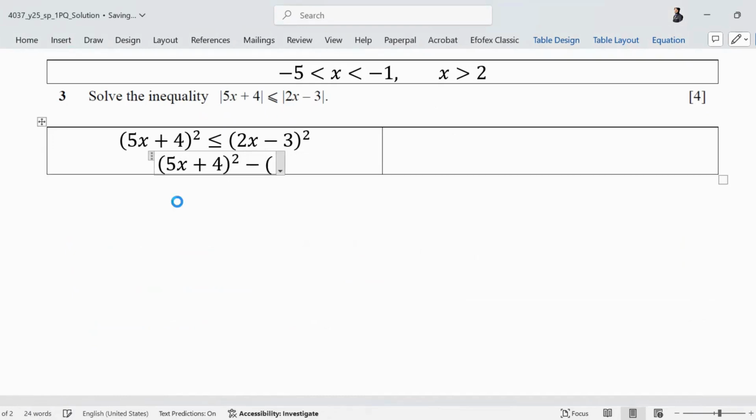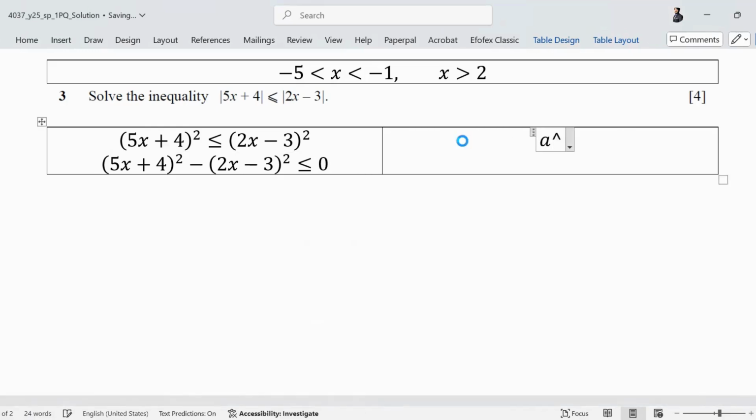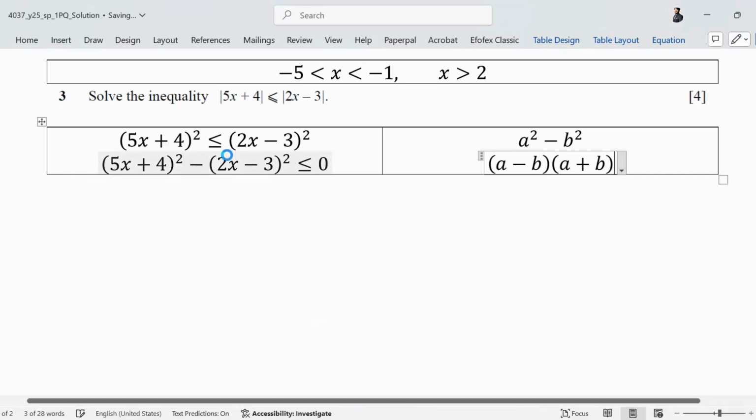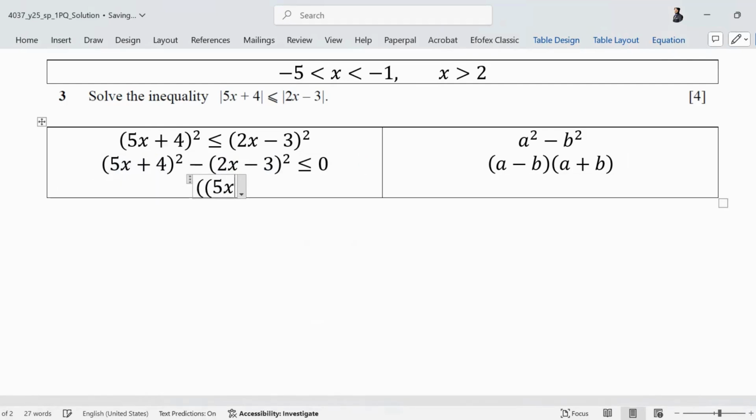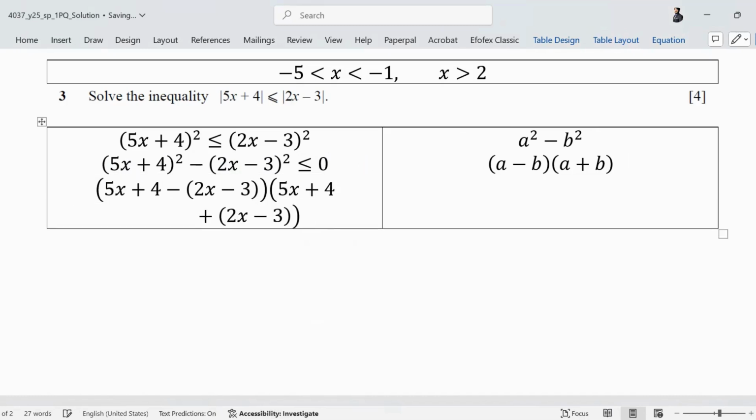(5x + 4)² − (2x − 3)² ≤ 0. Now, if we have a difference of squares, a² − b², I can always write it as (a − b)(a + b). If you observe closely, you have a square on both these brackets. So what can you do? 5x + 4, which is a, minus b, 2x − 3 is the entire b, and a plus b is less than or equal to 0.